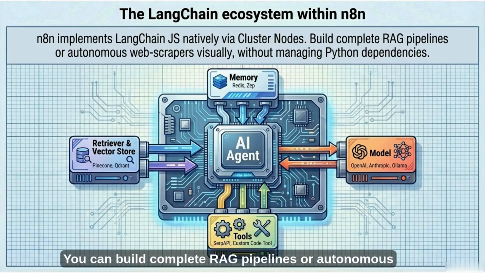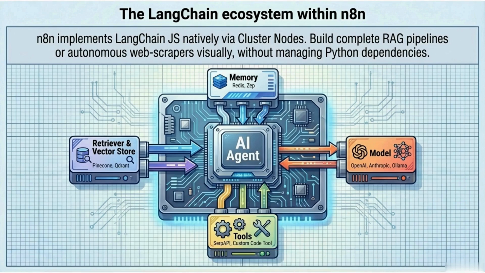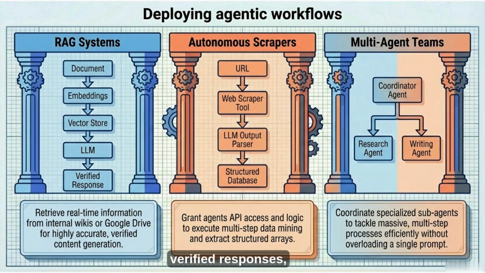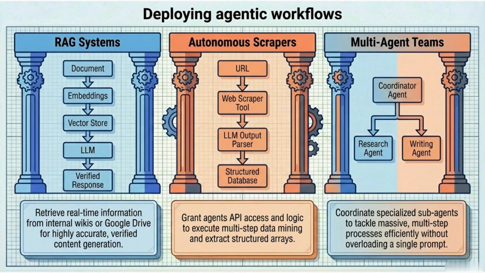You can build complete RAG pipelines or autonomous web scrapers visually without managing Python dependencies, integrating memory, tools, and different models. Agentic workflows can be deployed as RAG systems for verified responses, autonomous scrapers for multi-step data mining, or multi-agent teams to coordinate specialized sub-agents for complex processes.